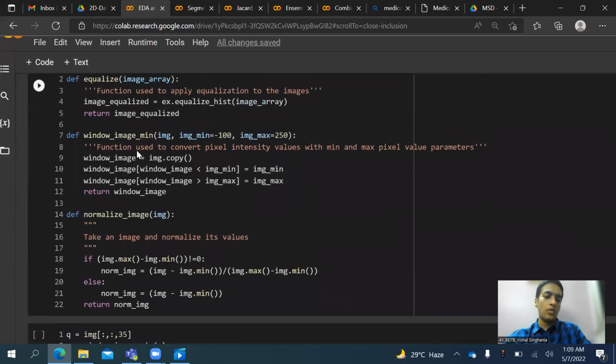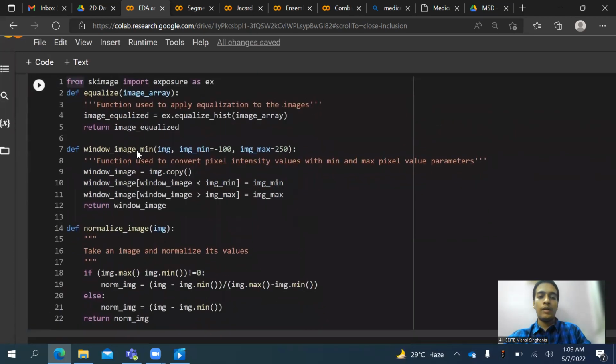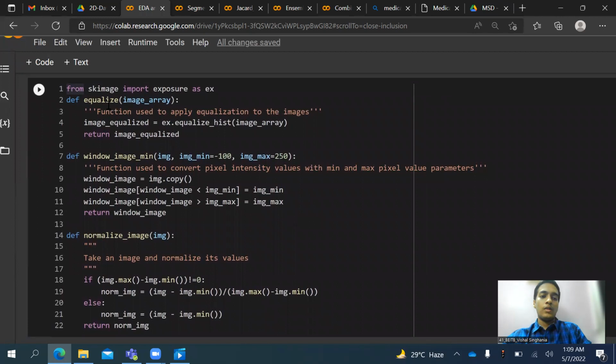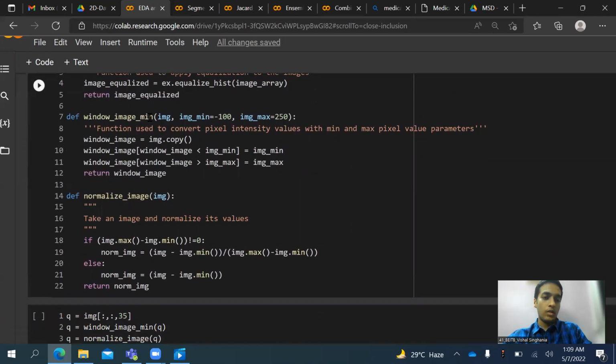So we followed a total of 4 steps in the entire pipeline. The first step was equalizing the image. So this was applying a histogram equalization with the help of scikit-image. And the second step was the window image minimum. So this particular feature was able to handle the pixel intensities, like the minimum and the maximum pixel intensities, and then adjusting those pixel intensities as per the image.